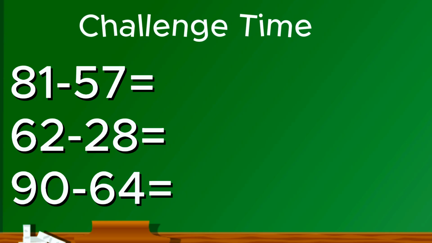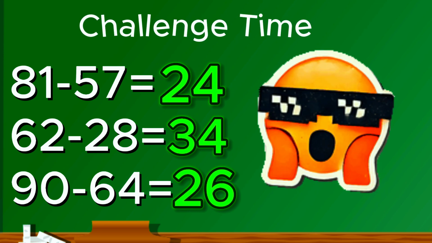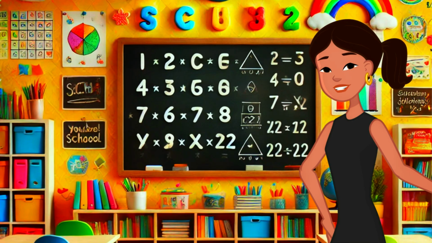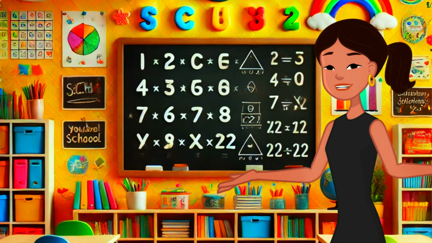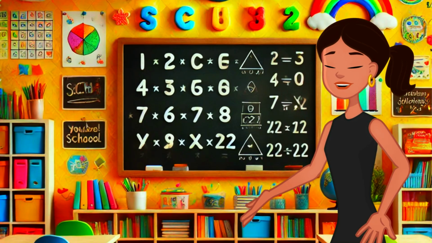Let's check the answers. 81 minus 57 equals 24. 62 minus 28 equals 34. 90 minus 64 equals 26. Did you get them all correct? Amazing. Wow, you all did amazing today. Subtraction with regrouping isn't scary at all when you know how to take from the next column.